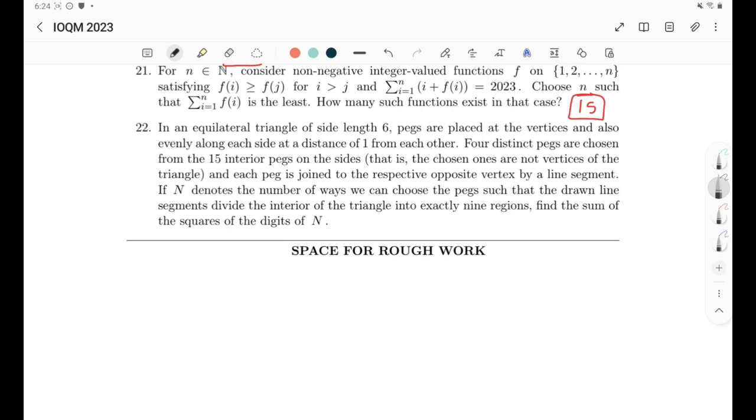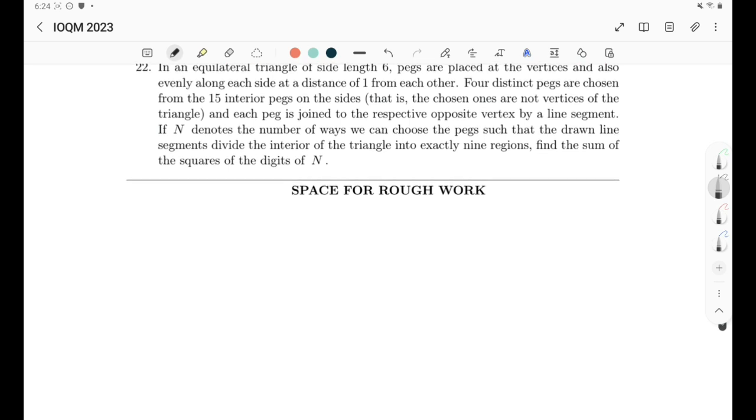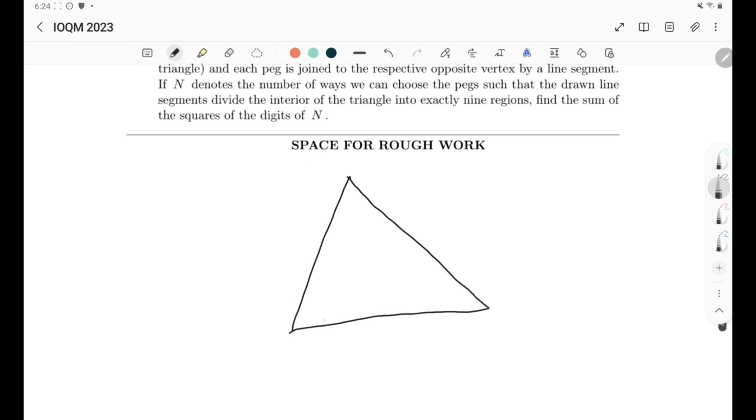Okay, that means we're going to choose 4 of them. We're going to draw these lines, and n denotes the number of ways we can choose so that the drawn line segments divide the triangle into 9 regions. Okay, so this is actually something like this. If we draw an equilateral triangle of side length 6, with points 1, 2, 3, 4, 5, and 6.